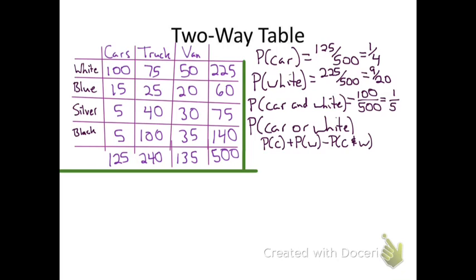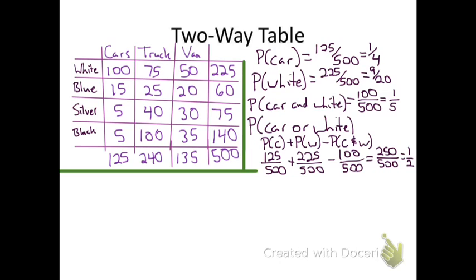So by subtracting the overlap, or that 100, it's going to give me an accurate value. So the probability of the cars was 125 over 500, plus the probability it's white was 225 over 500, minus 100 over 500. Now I get 125 plus 225 is 350, minus 100, it turns out to be 250 over 500, or 1/2.